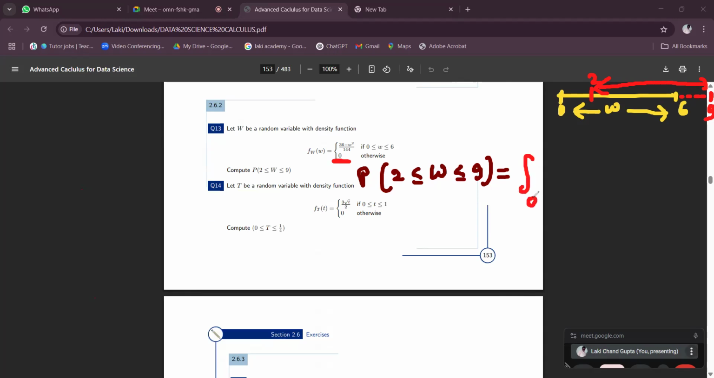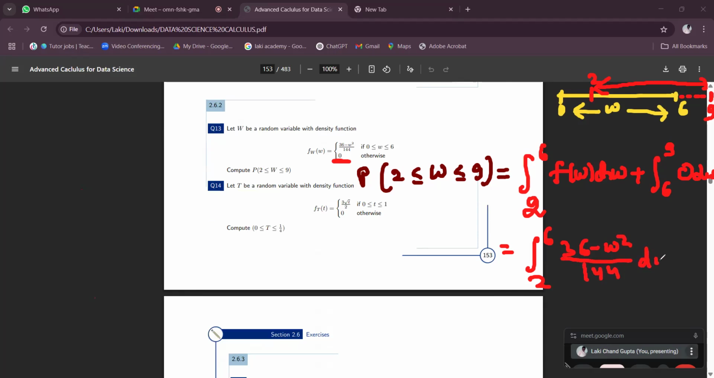First we go from 2 to 6, and from 6 to 9 it will be 0, since it is given as otherwise 0. So from 2 to 6, f(w) is 36 minus w squared over 144 dw. 144 is constant. Integration of 36 is 36w, and w cubed over 3.